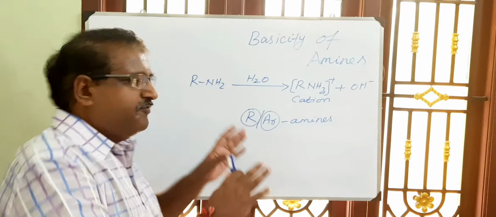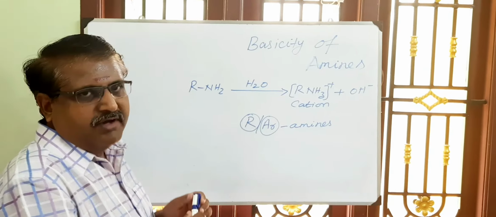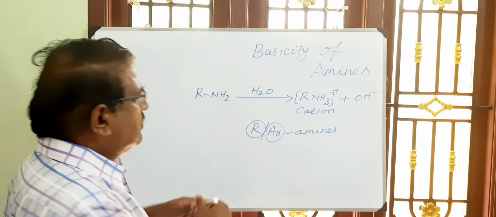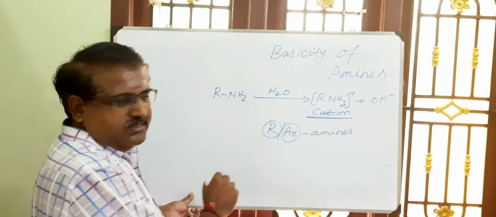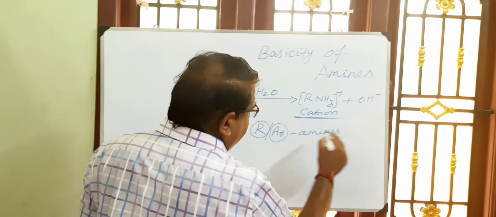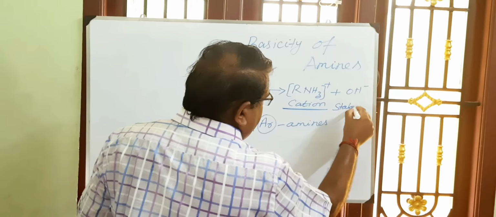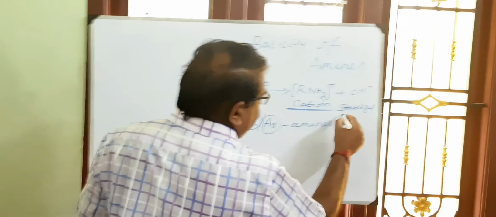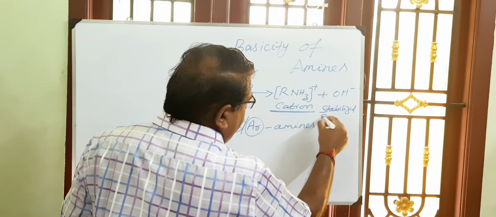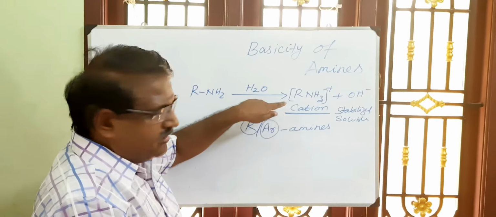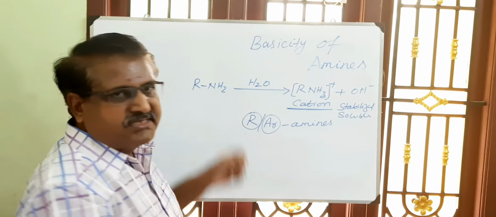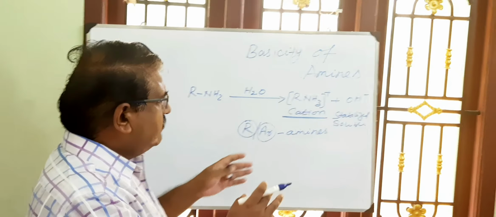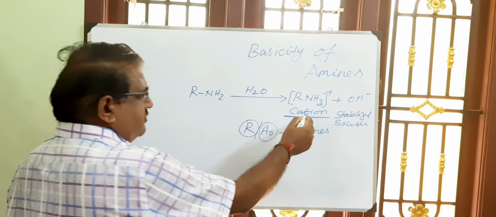Now let us discuss the factors affecting the basicity strength of amines. The strength of amines depends upon the cations formed from the amines in the reaction. The cation should be stabilized and should be soluble in water. In other words, the strength of the bases will be affected by the stability of the ions and the solvation of the ions. Now let us discuss the stability of the cations.